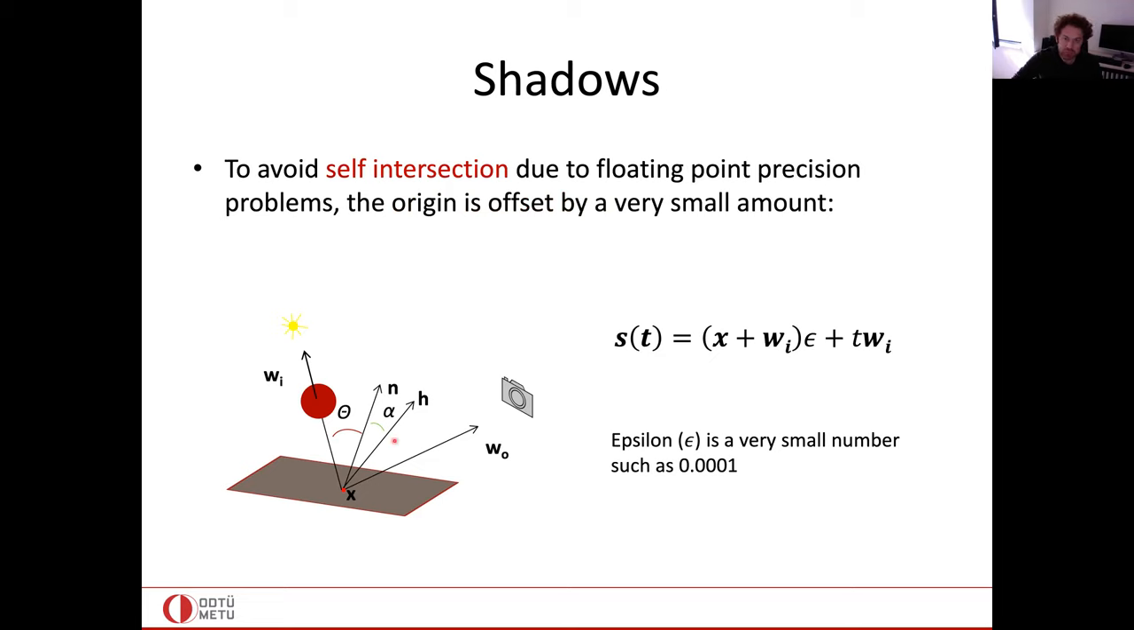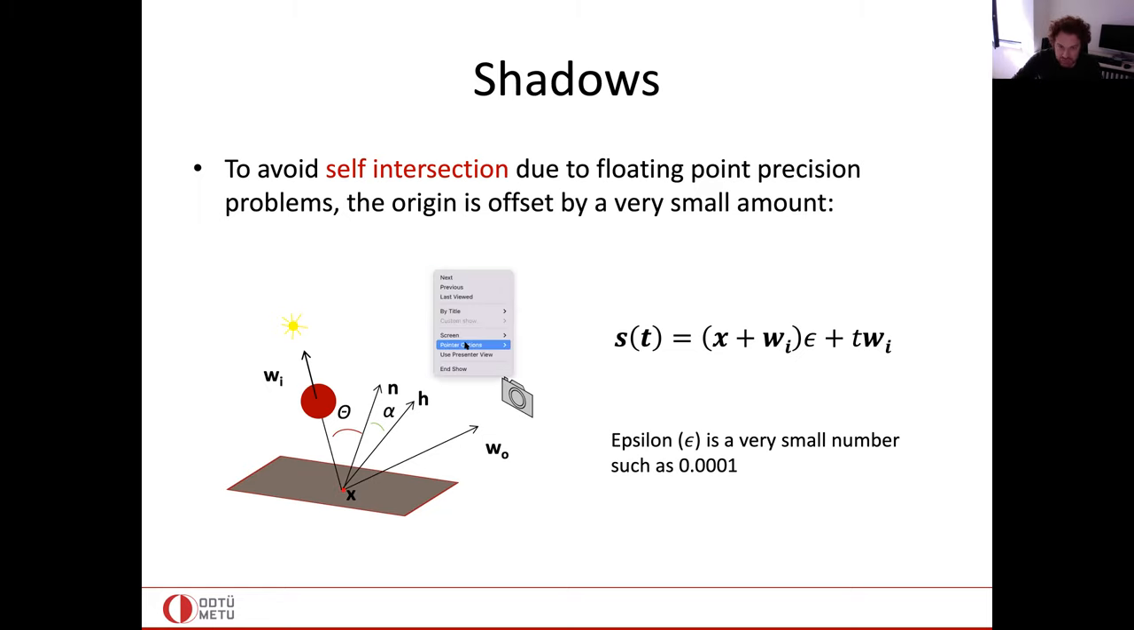There's a little trick. Due to precision errors, the ideal location of X is right on the plane, but with floating point numbers, it can actually be slightly off, like slightly under the plane. Then when I cast the shadow ray, it will be intersecting the plane itself. It will say, okay, there's an intersection, so X must be under shadow, which is false because that is the location of X. So there is no intersection at that location.